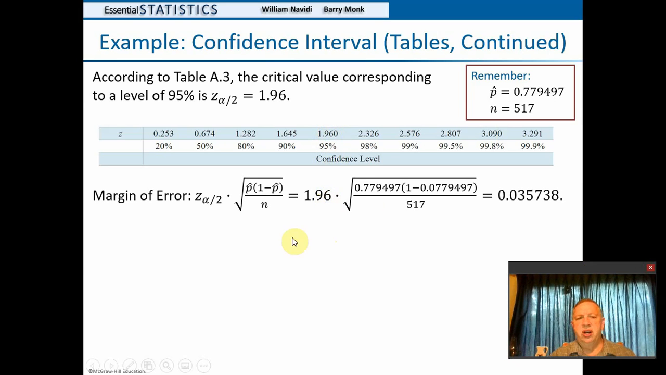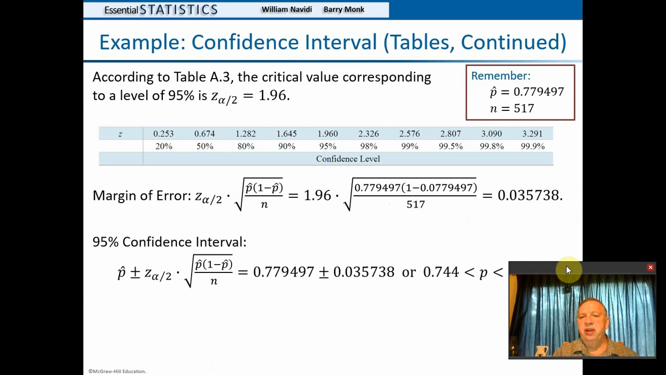So the margin of error, Z alpha over 2, the 1.96, times the square root of P hat times 1 minus P hat over N. The P hat is 0.779497, that was calculated from the sample. 1 minus that value, 1 minus P hat, over 517, gives you 0.035738.